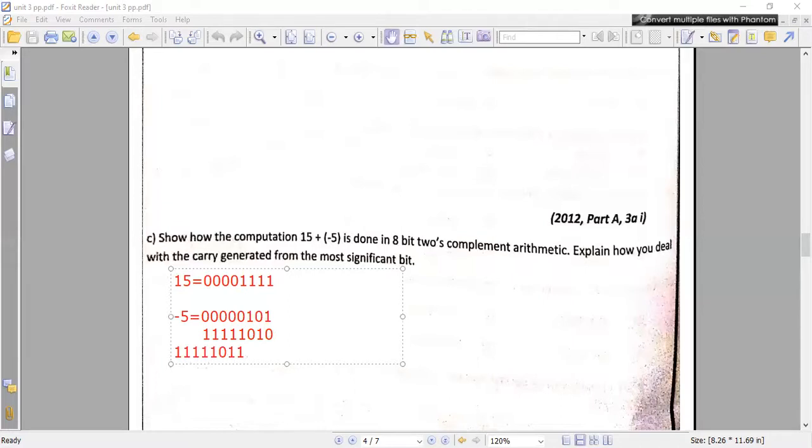Then add them together. Your answer will be 1, 0, 0, 0, 0, 1, 0, 1, 0. So what you have to do is ignore this carry bit or most significant bit. That you have to mention. Okay. We'll go to the next part.